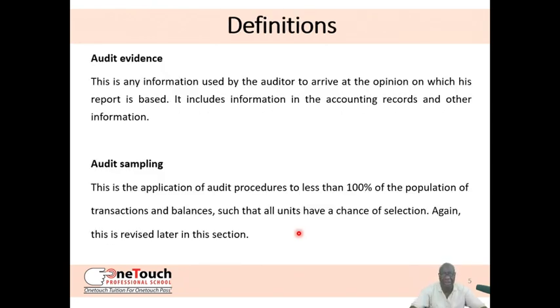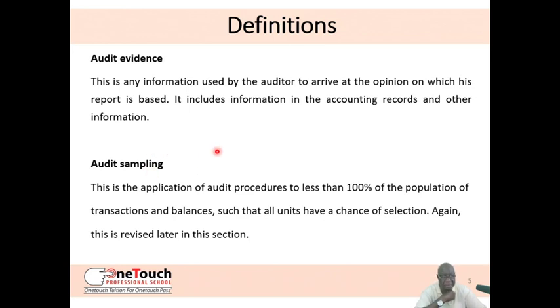Audit evidence. What is the definition of audit evidence itself? This is any information used by the auditor to arrive at the conclusion on which his opinion is based. Any information. It can be a photograph, a photocopy, it can be verbal, it can be written, it can be anything that you rely on to come to your conclusion. That is what we call audit evidence. It includes information in the accounting records and other information. All these things go into what we call audit evidence.